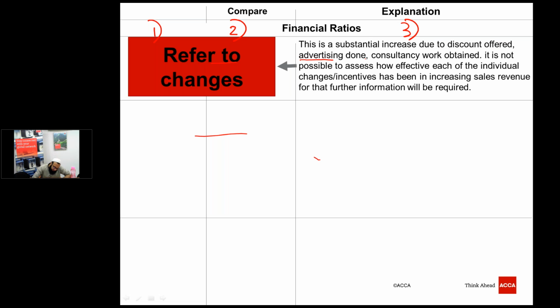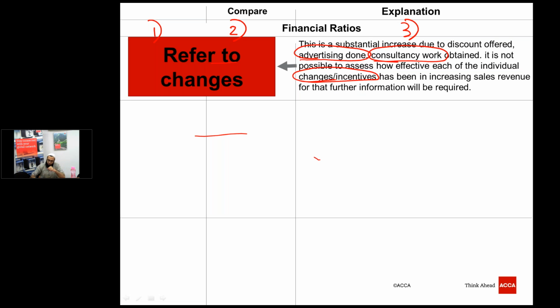First, advertising. Simple, direct link. Consultancy. This is a direct link. And incentives that were launched. You got it? So it's quite easy: advertising, consultancy work, and the changes made by the company, like a 10% discount, resulted in an increase in sales revenue.